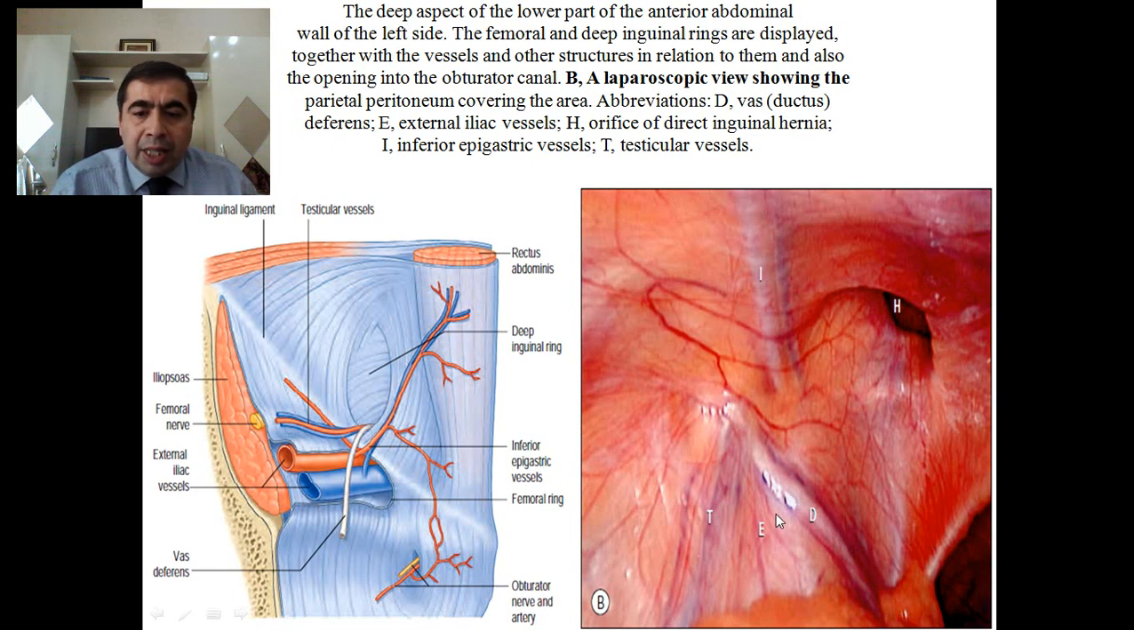Here, it's the external iliac vessels. H is the orifice of the direct inguinal hernia. I explains the inferior epigastric vessels. Look at the position of the direct inguinal hernia, medial side. And the landmark, very important landmark here, is the inferior epigastric vessels. T is the testicular vessels.